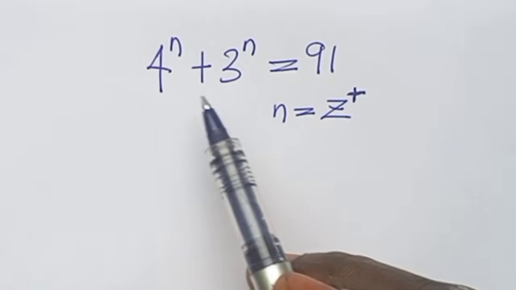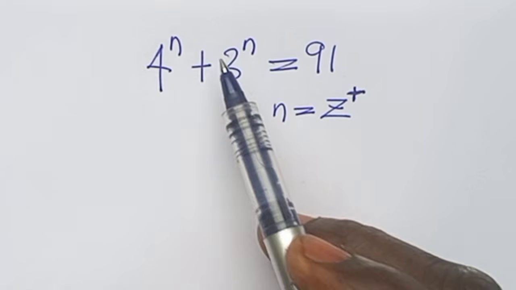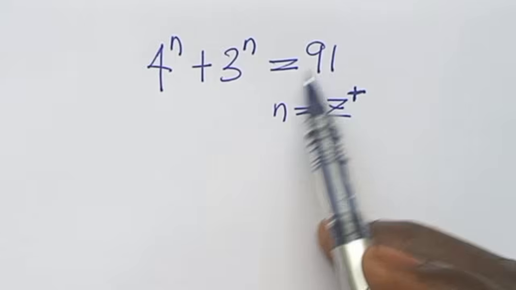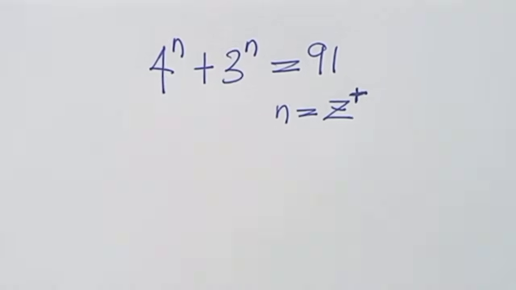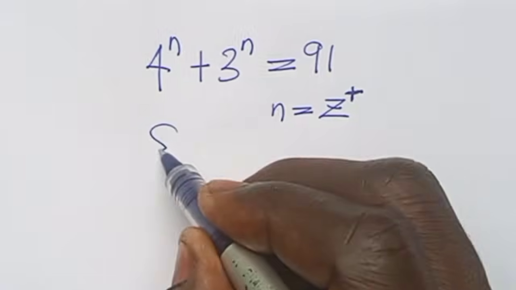Hello everyone. So today we have 4 to the power of n plus 3 to the power of n equals 91. The value of n must be a positive integer. So we're going to solve it together. Let's seek a solution.